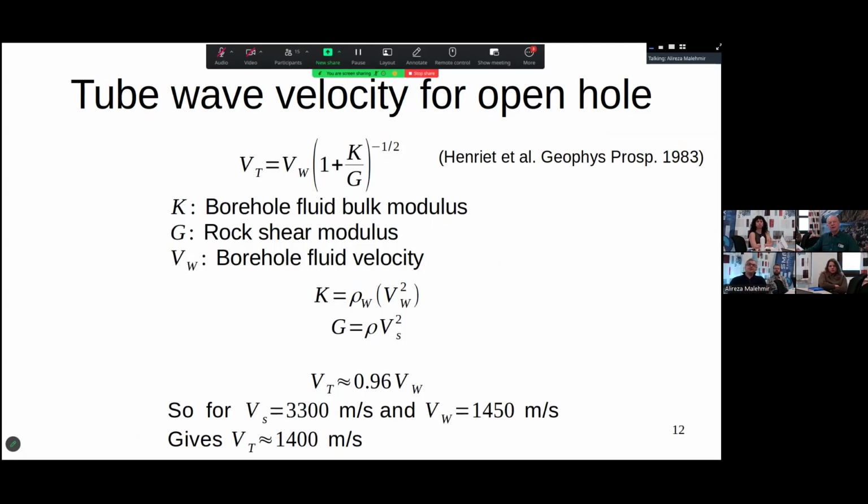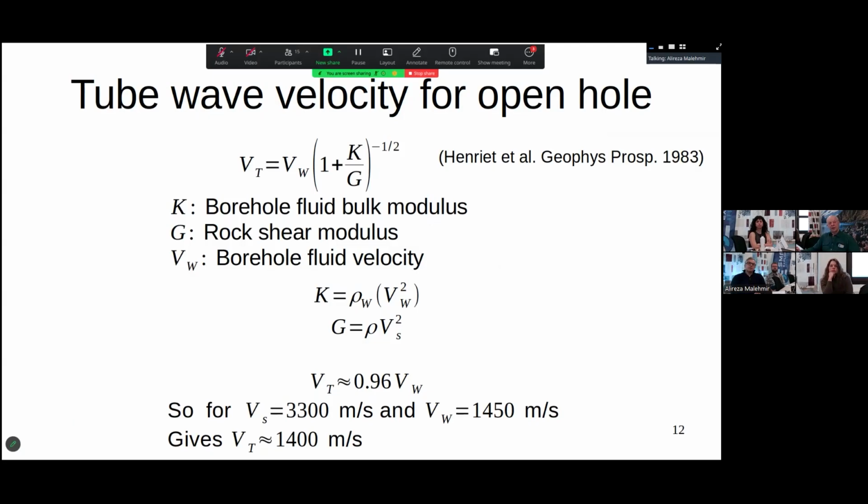So we can calculate the expected velocity for a tube wave in an open hole. What I mean by an open hole is a hole that doesn't have casing in it. There's a similar formula for casing. It's a little bit more complex, though, but the tube wave velocity does not change that much with casing.